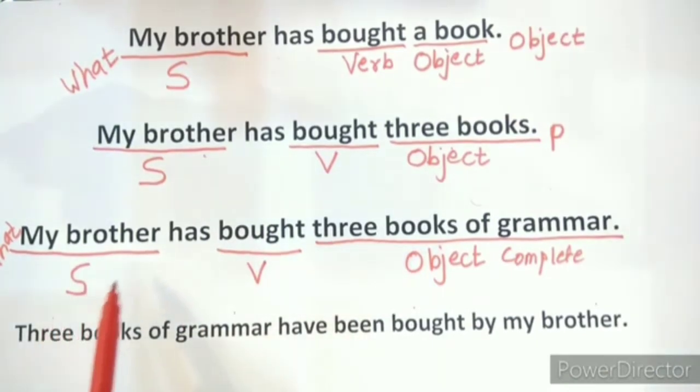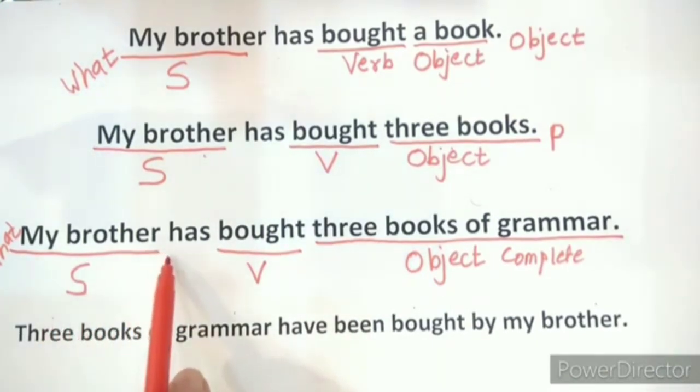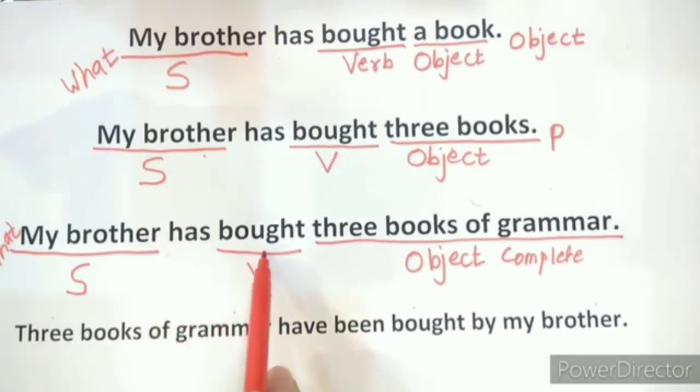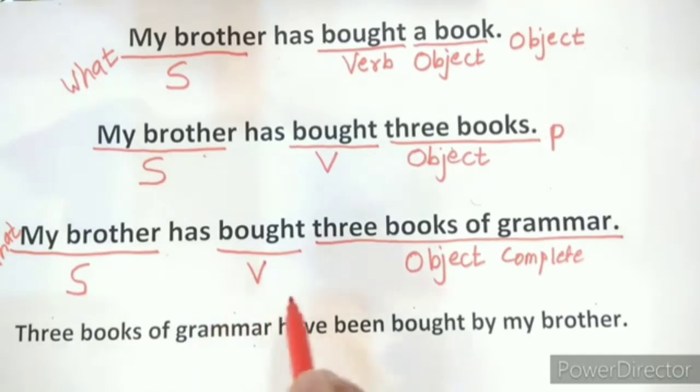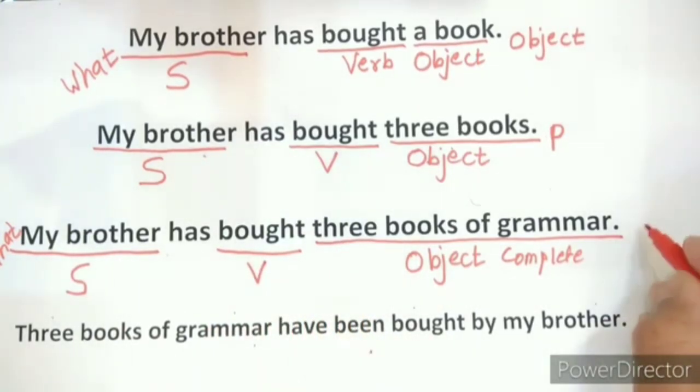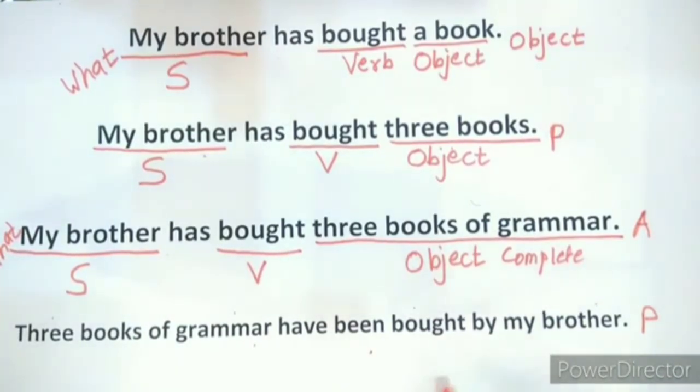See, this is active sentence. I have converted this sentence into passive sentence. As I told you, when we transform active sentence into passive sentence, and this one is passive sentence. So what do we do when we transform active voice into passive voice?